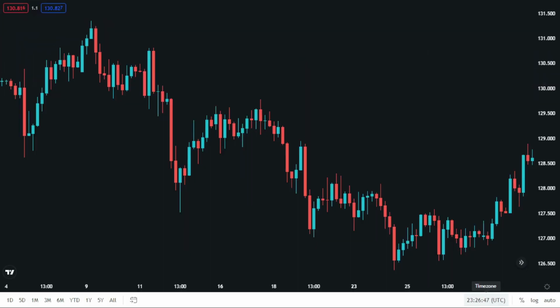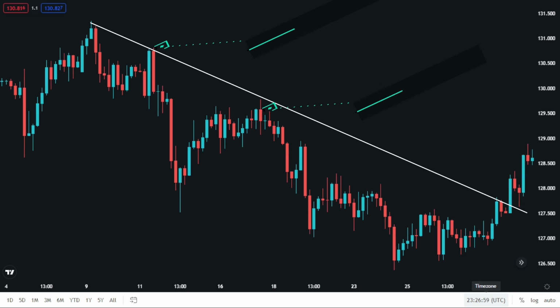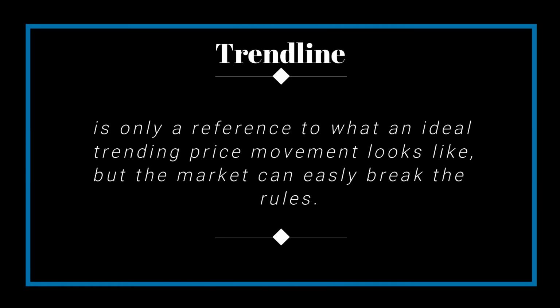In this second chart, the market is forming lower highs and lower lows, so in this case we are in a downtrend. Now we draw our trend line from the highs connecting these key price areas called resistance. Now an important thing to keep in mind is that the trend line is only a reference to what an ideal trend in price movement looks like, but the price can easily deviate.